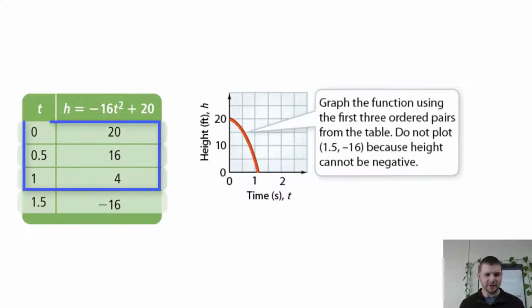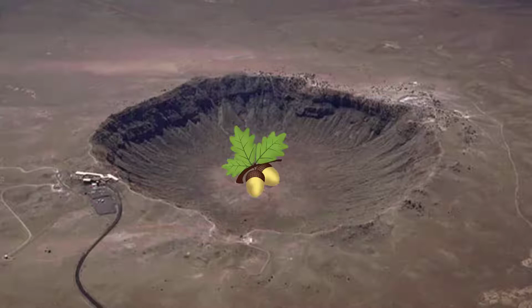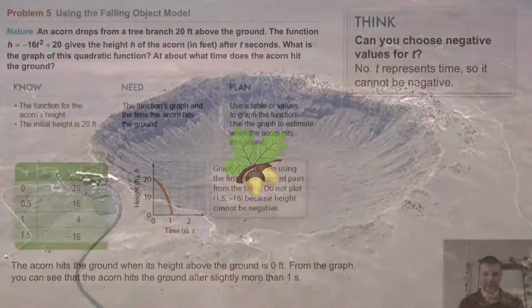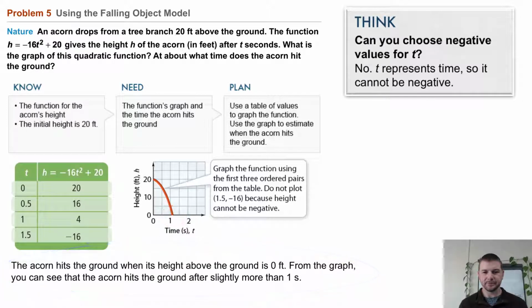Graph the function using the first 3 ordered pairs from the table. Do not plot 1.5, negative 16, because height cannot be negative. This isn't an acorn that's going to leave a big impact crater and be 16 feet below ground level. The acorn hits the ground when its height above the ground is 0. From the graph, you can see that the acorn hits the ground after slightly more than 1 second.